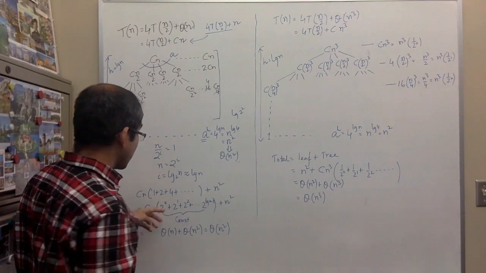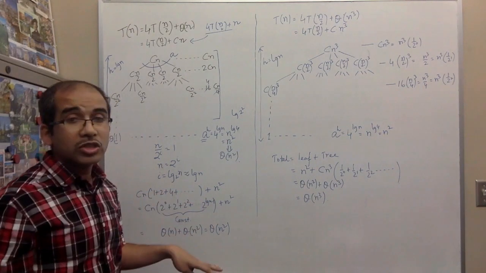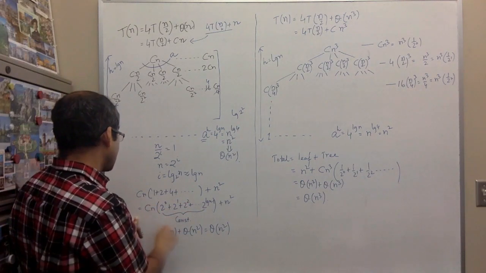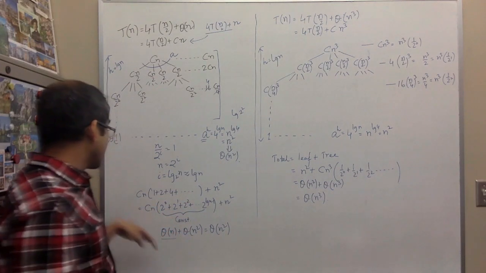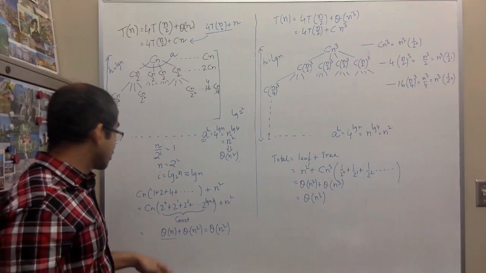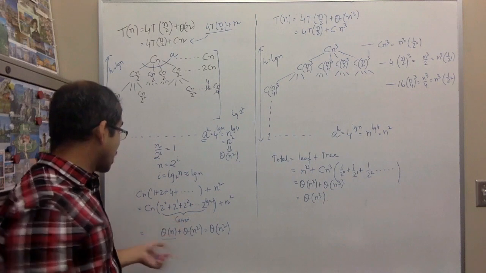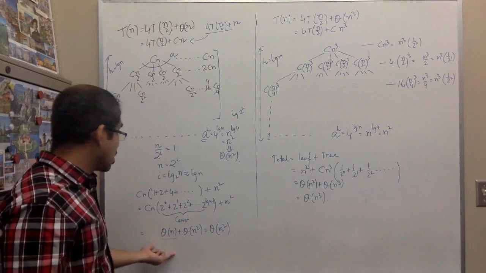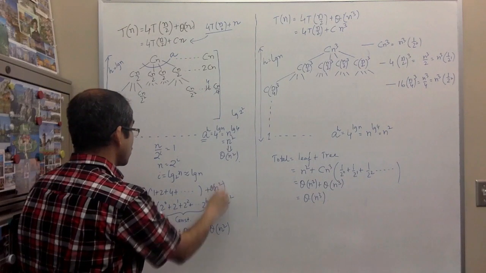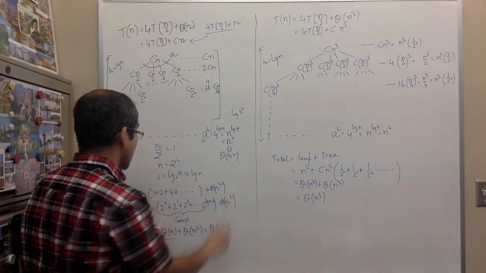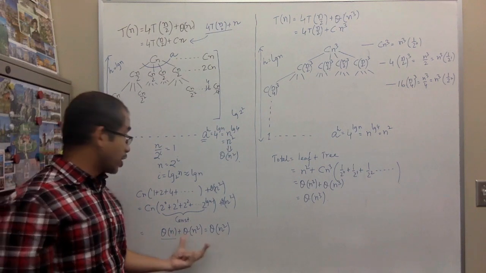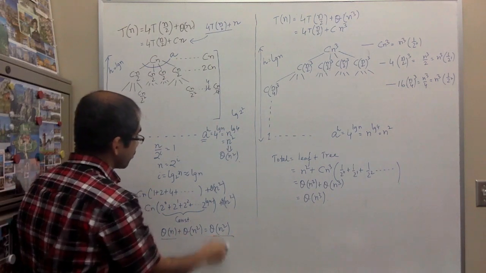Whatever it is, this will become a constant. However big it is, it is still a constant. A constant times cn will still be theta of n when we remove the constants. You remember the asymptotic analysis will absorb the constants, and then the other term becomes theta of n squared. So we have theta of n plus theta of n squared. We keep the higher order term, so the solution is theta of n squared.